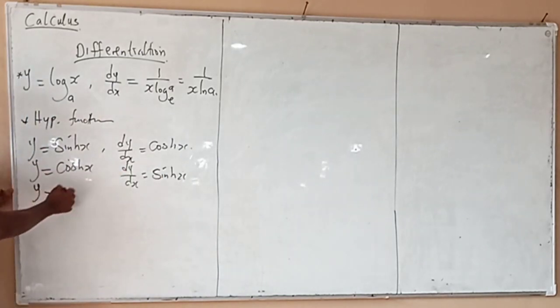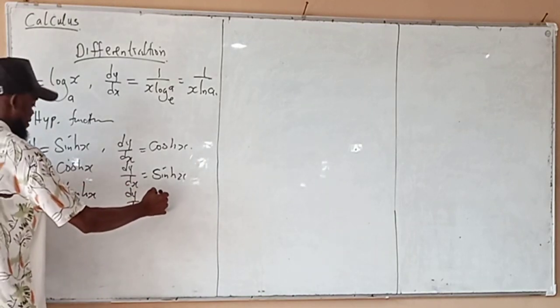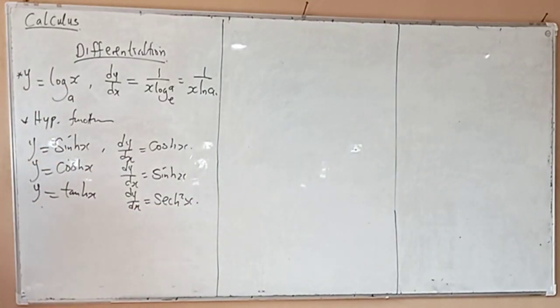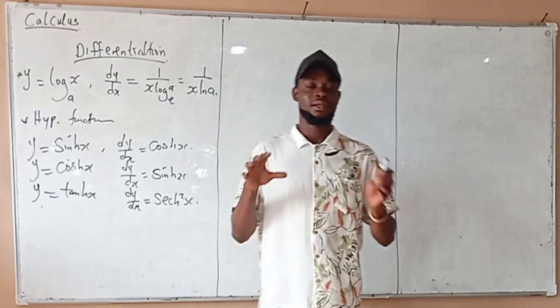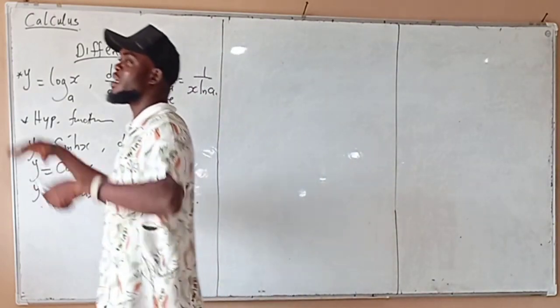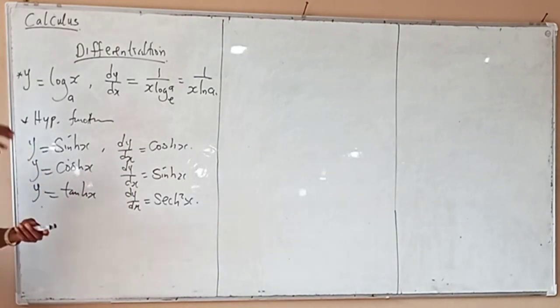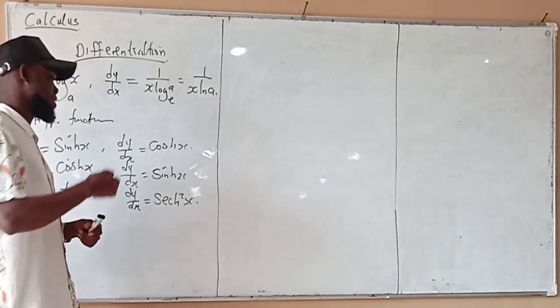We will say we have y is equal to tan x. We will say this one, and we will have sec square x. That is very, very important. Now, these are the standard derivatives we have. Now we are going to start using these standard derivatives to obtain answers to problems.